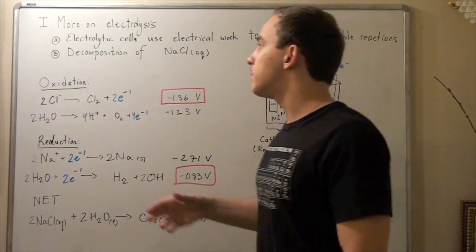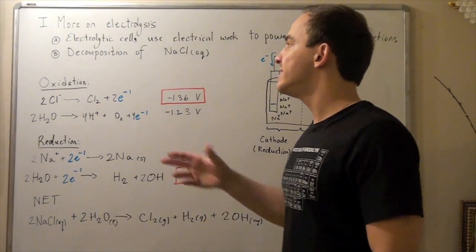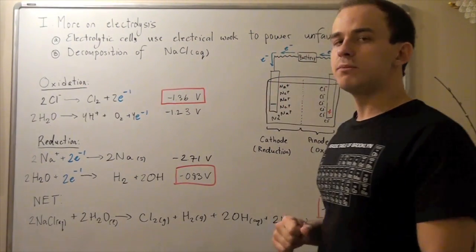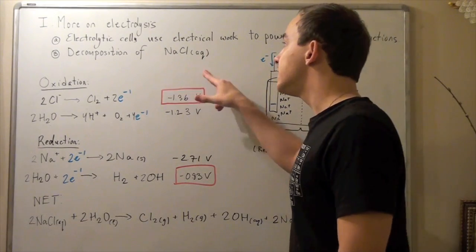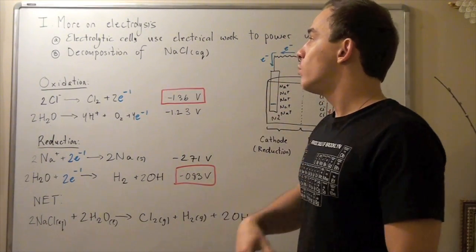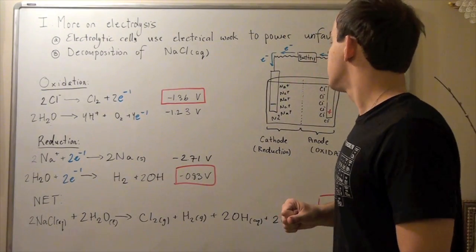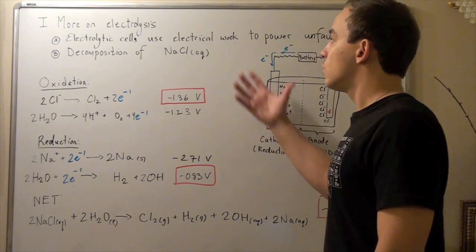Now, we already spoke about the decomposition of molten sodium chloride. Now we're going to talk about the decomposition of aqueous sodium chloride. And this one is a little bit different because our solvent is water. When we spoke about molten sodium chloride, we didn't have any solvent. So, let's see how our solvent, namely water, affects our reaction.